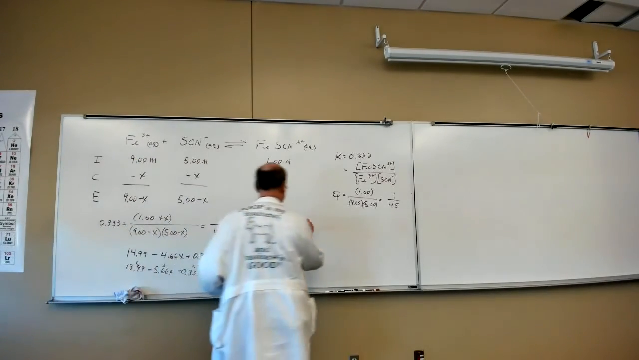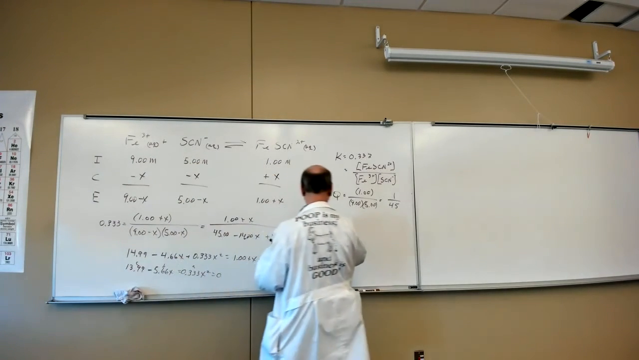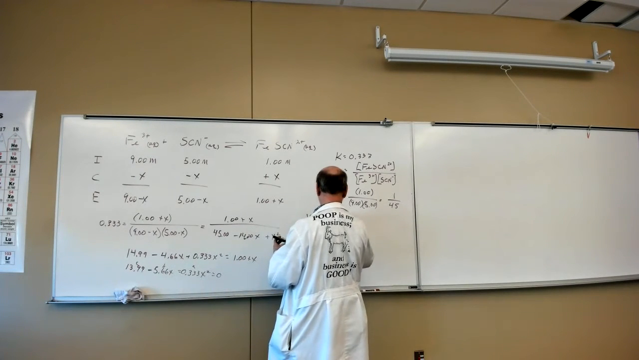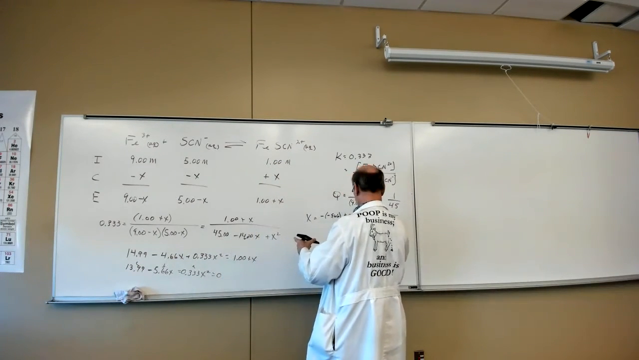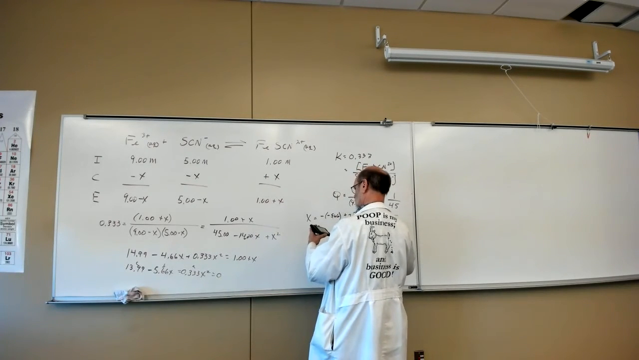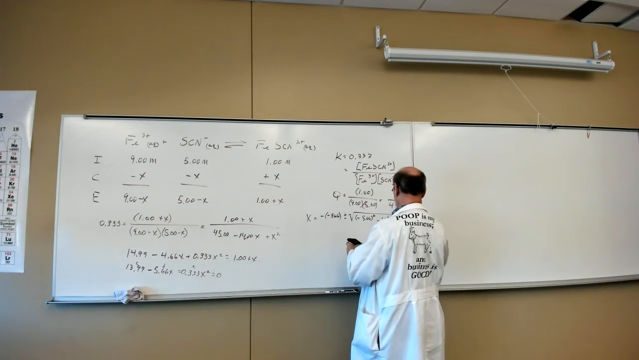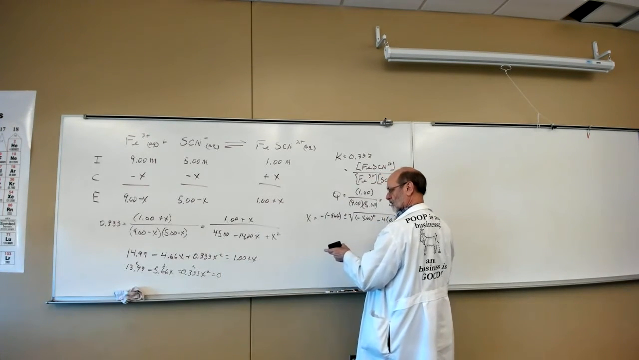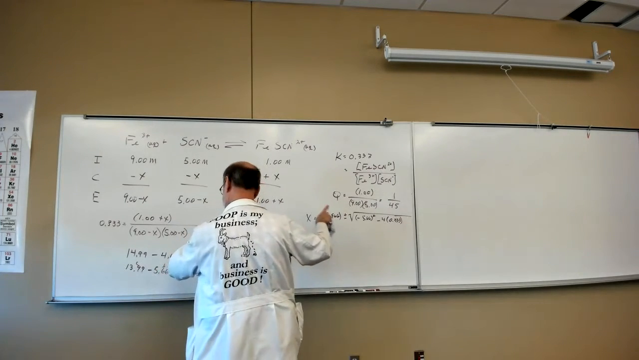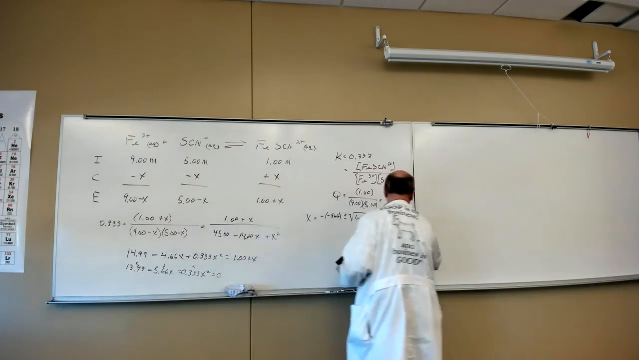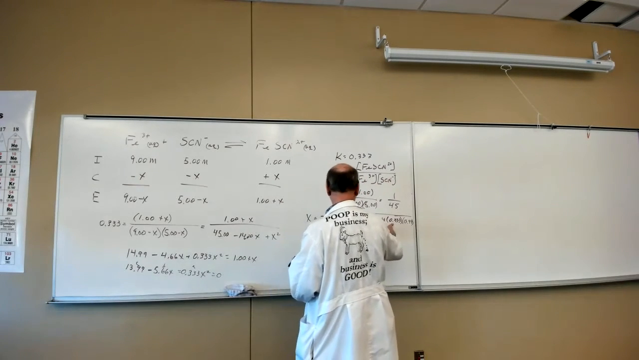So now, x equals minus b, which is minus minus 5.66, plus or minus the square root of b squared, which is minus 5.66 squared, minus 4 times a, which is 0.333, and then c, which is 13.99. See if I got all my signs correct.